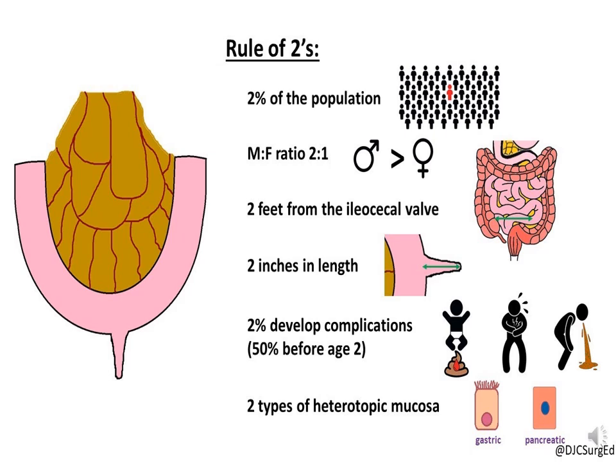In terms of development, it has two major complications due to the fact that there are two major types of tissues that are found there. One of them is gastric tissue, the other is pancreatic tissue. And then 2% tend to also develop complications, about 50% before the age of 2.